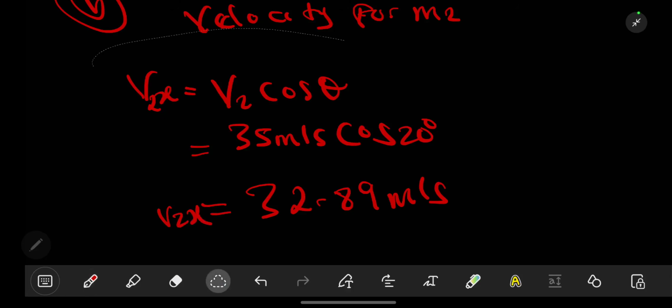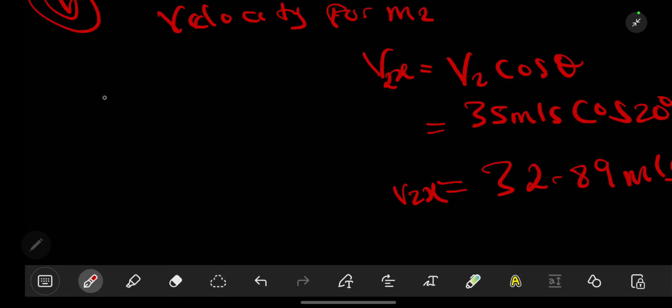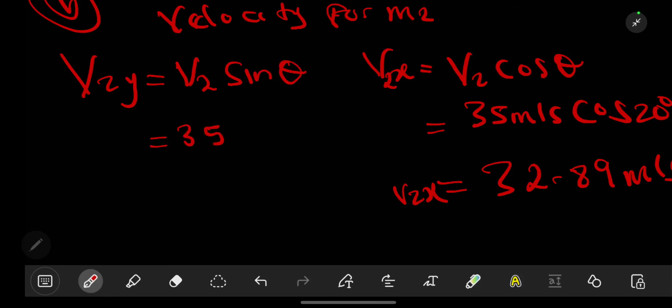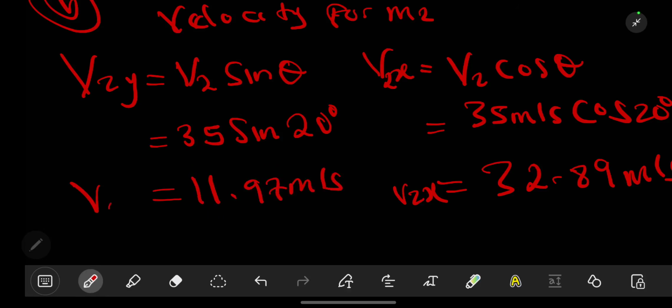Let's move it a bit. V2y should be equal to V2 sine of theta. So V2, remember it's 35, sine of the angle is 20 degrees. This gives us 35 sine of 20. This gives us 11.97 meters per second. So this is the V2y like that.